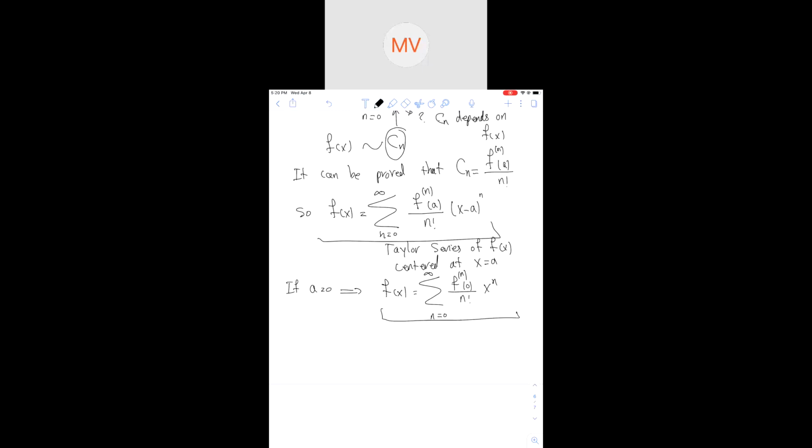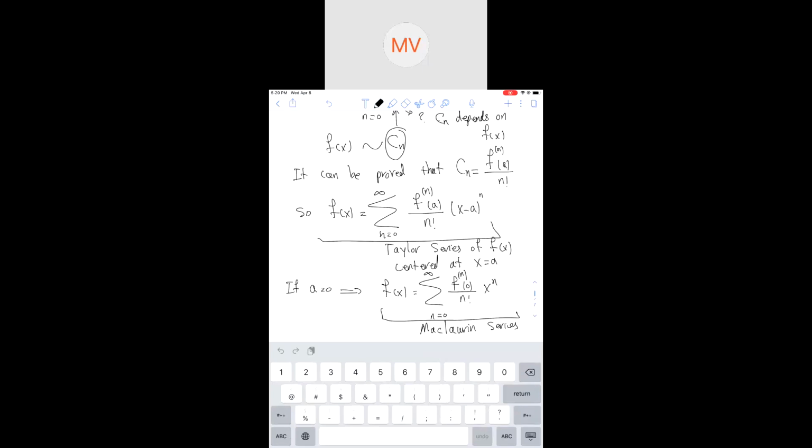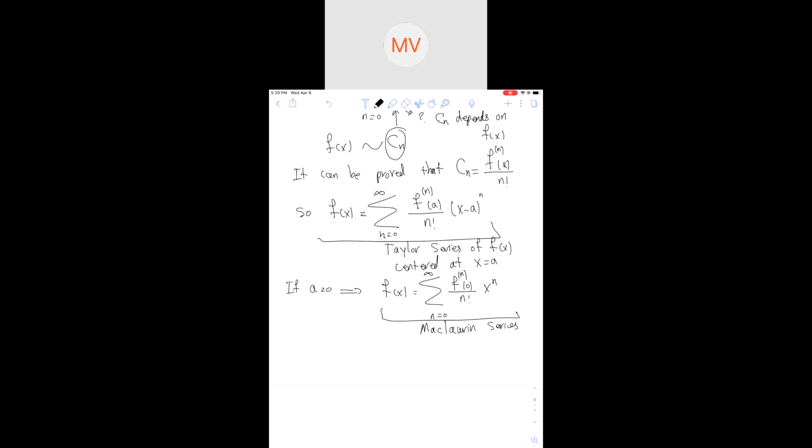This one also had a special name. Does anyone remember what that name was? Taylor, and the other one was called Maclaurin. Yeah. Basically, Maclaurin is a Taylor series centered at 0. That's it.